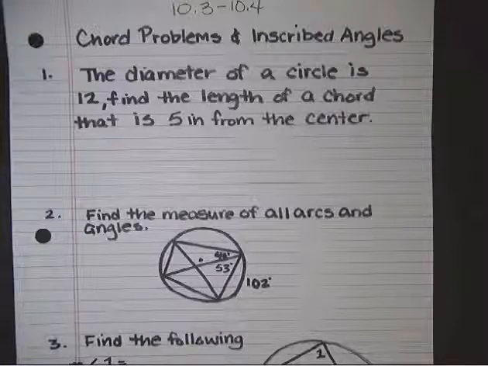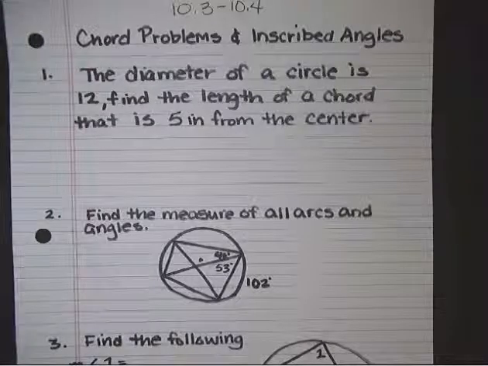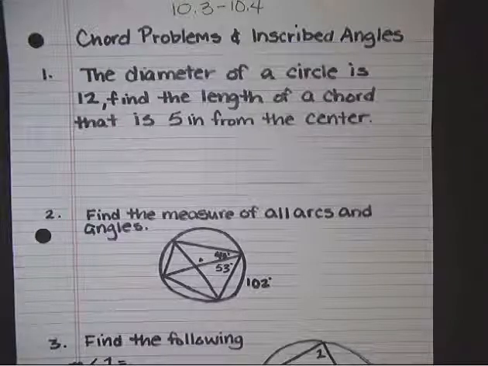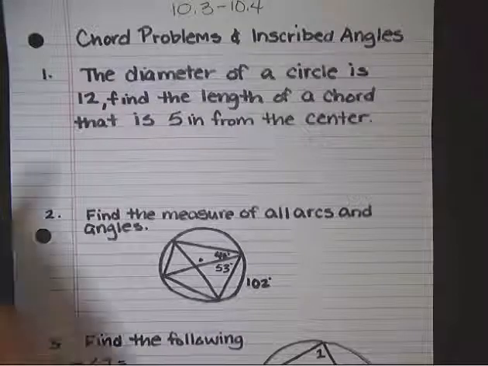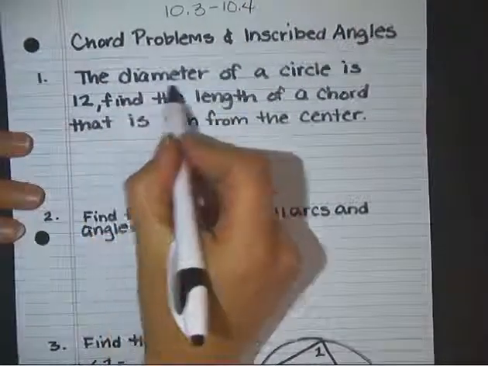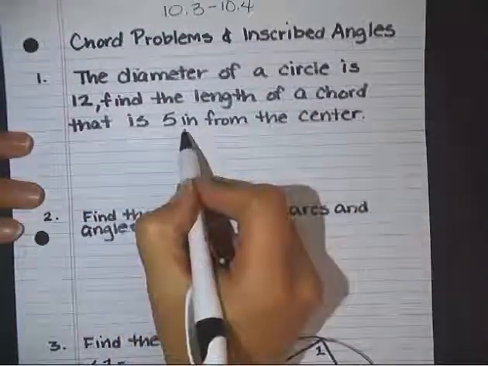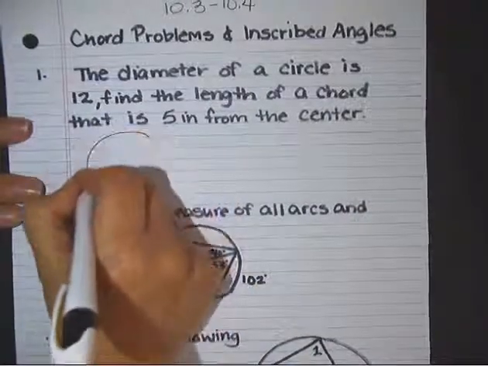So the first problem is a chord problem, and we talked in class about our goal is to always create a right triangle whenever possible, because that way we can use Pythagorean theorem, 30-60-90s, 45-45-90s, or triples. So here we're told the diameter of a circle is 12. Find the length of a chord that is 5 inches from the center. So this is definitely one of those chord problems.